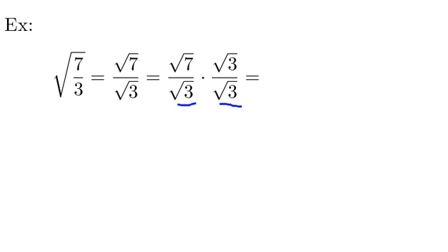So I'm going to have square root of 21 over 3. Root 3 times root 3 in the denominator becomes just 3, because square root of 3 times the square root of 3 equals 3. And then the square root of 7 times the square root of 3 is going to equal the square root of 7 times 3, which is going to equal square root of 21. So now we've rationalized the denominator. We have a rational number in the denominator because 3 is a rational number.